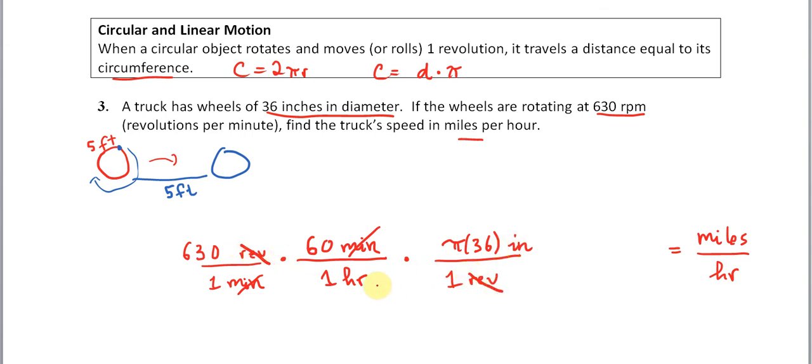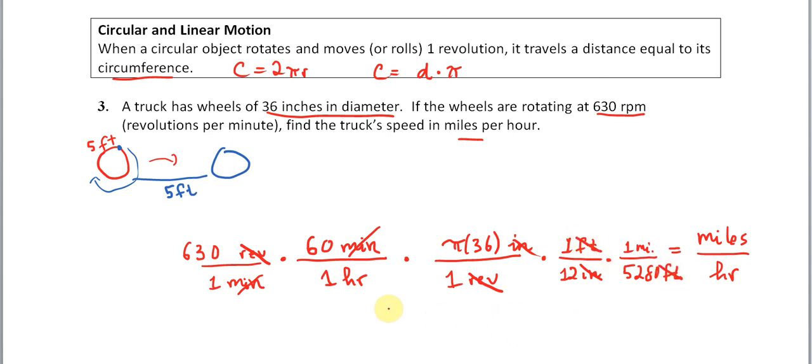So now that we've done that, we've taken care of revolutions. Now I have inches per hour, and I just have to do one more thing, which is converting inches into miles, and this takes a little bit more work. So let's see. Let's go from inches to feet. So 1 foot will require 12 inches, and this will take care of the inches. And then let's go from feet to miles. So 1 mile is 5,280 feet. So now the feet cancel.